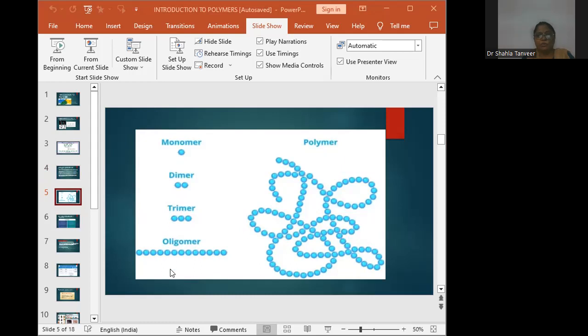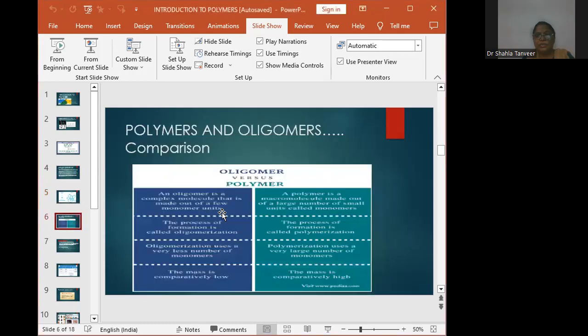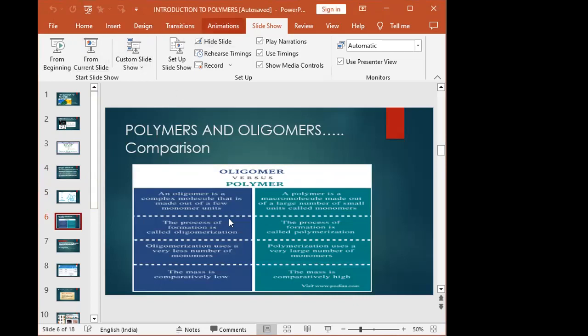molecule or a macromolecule. Now, in this sixth slide, I have shown the comparison between the polymer and oligomers. What are polymers and how can we differentiate, or how can we compare these two molecules? Oligomers are the complex molecules that are made up of few monomer units. Whereas in the case of polymer, it is a macromolecule which is made out of a large number of small molecules or monomer units.